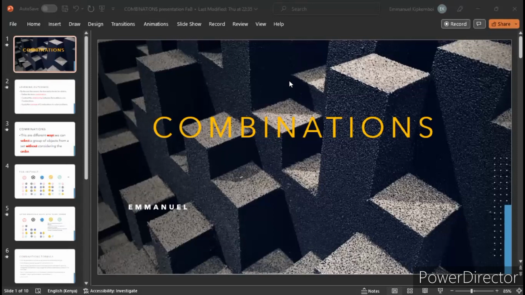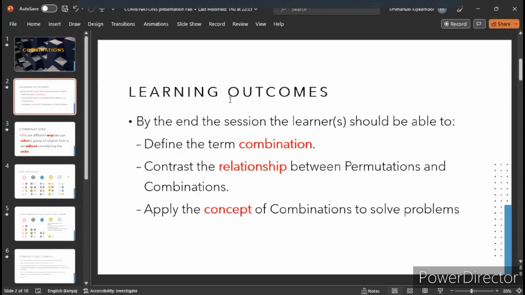So today we'll talk about combinations and our learning objectives for this lesson. By the end of this session, we should be able to define the term combination, contrast the relationship between permutations and combinations. Then thereafter, you will apply the concept of combinations to solve certain problems.